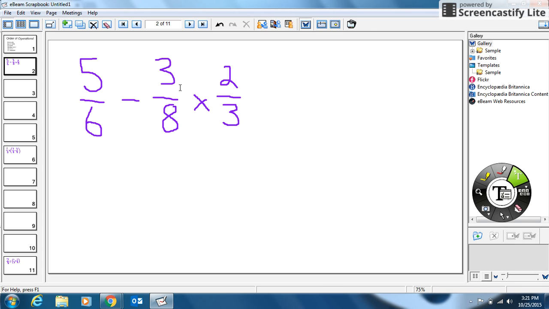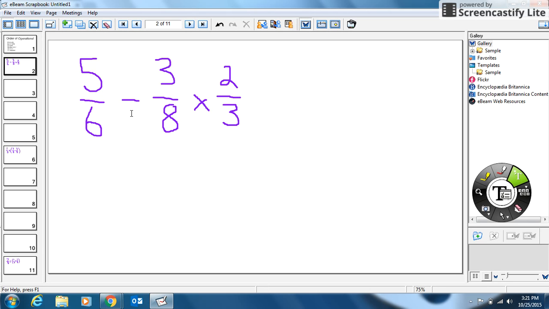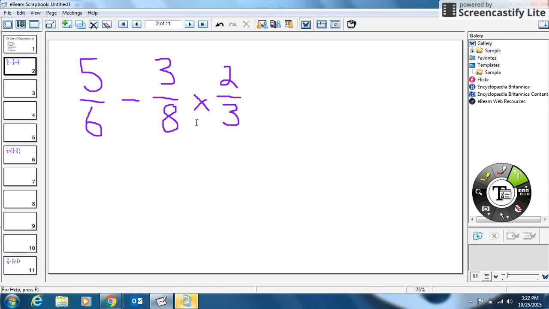So the first thing we got to do is figure out what signs we're dealing with here, or what actions we're dealing with here. So in this case, we have a subtraction and a multiplication. So let's go over here to these operations. And you'll notice that multiplication is before subtraction, correct? So that means we have to do this one right here. So 3/8 times 2/3. That's the first thing we need to do.